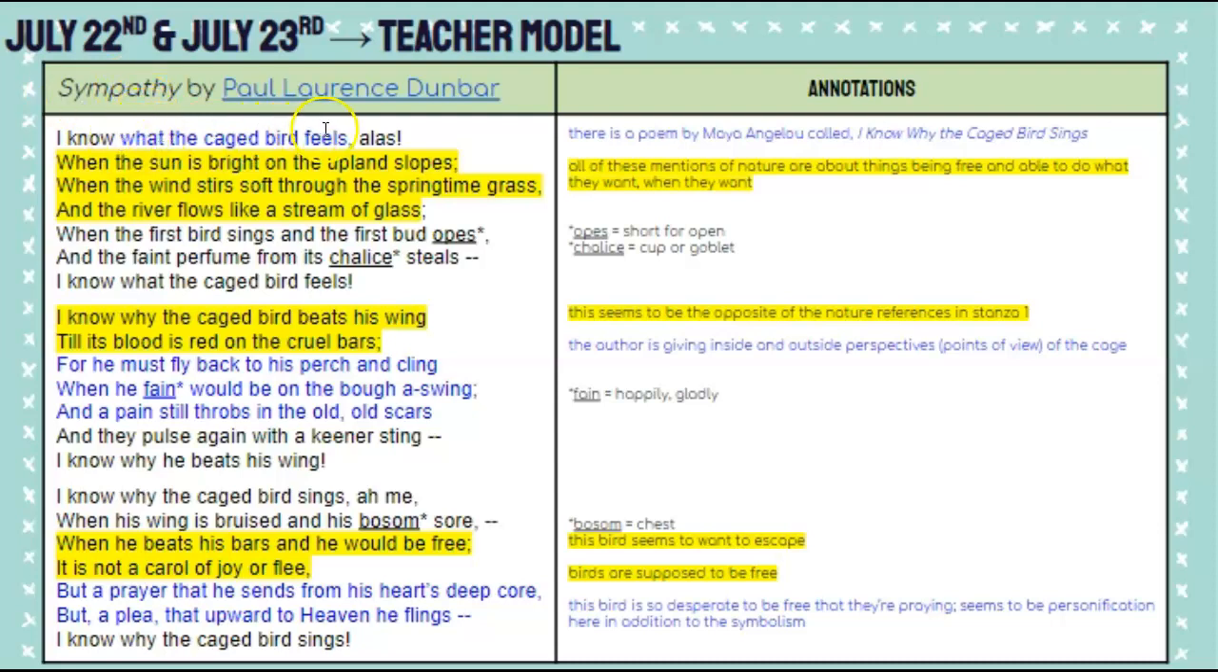"I know what the caged bird feels, alas." My connection there is that there's a poem by Maya Angelou called "I Know Why the Caged Bird Sings," and actually a whole book. So that was an immediate connection, like, I've heard this before. Where?